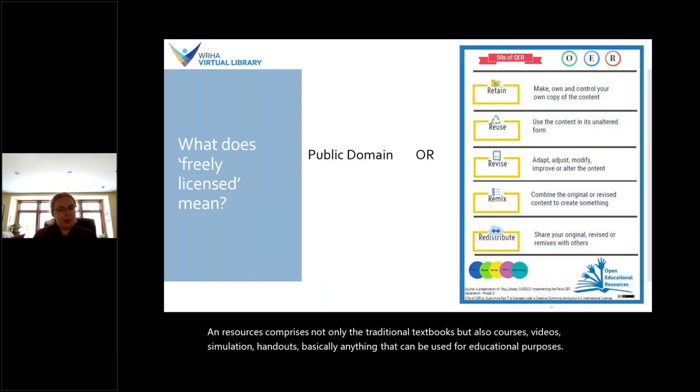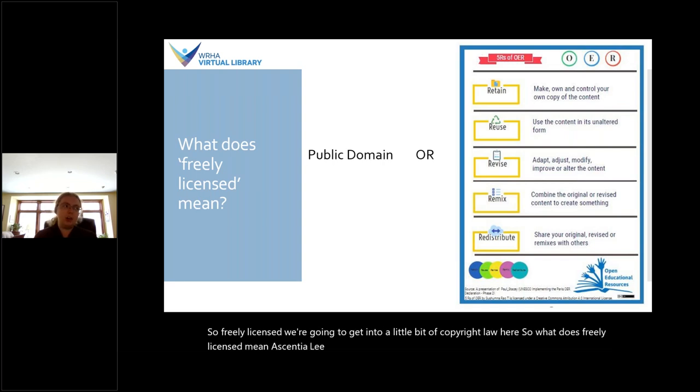So, freely licensed. We're going to get into a little bit of copyright law here. So, what does freely licensed mean? Essentially, it means it's under a license that allows it to be reused freely, which means either it's in the public domain, and public domain means either no copyright ever applied to it, or the copyright has now expired, or it meets the 5R requirements.